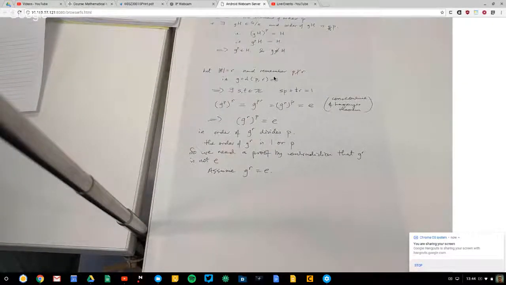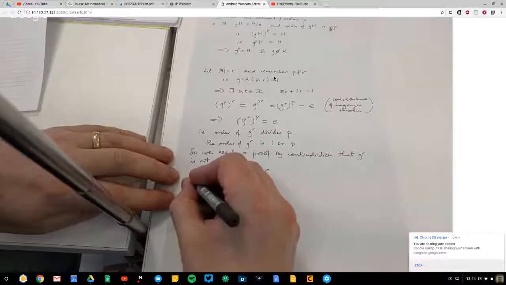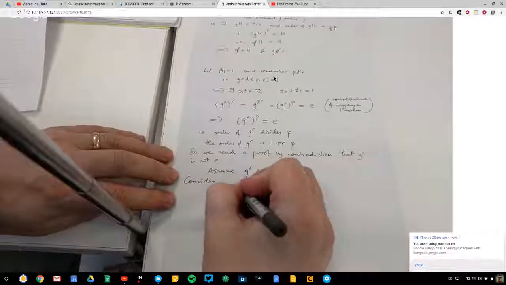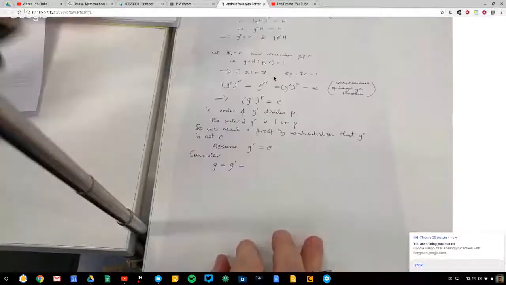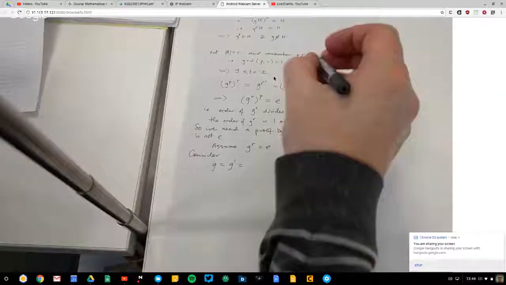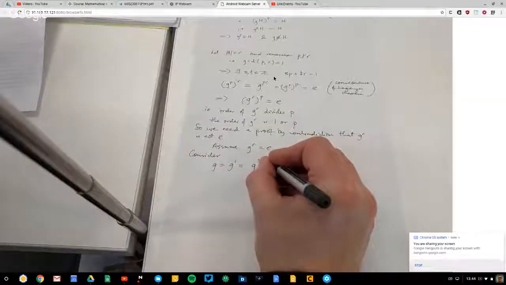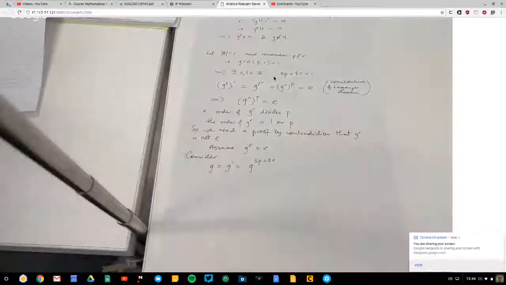So assume that that's the case. Yeah, and then let's go back to our g. Consider g, and g is equal to g to the power 1. 1 we have represented in this interesting way: g to the sp plus tr. So that's 1 there, but expressed in an interesting way, s times p plus t times r.